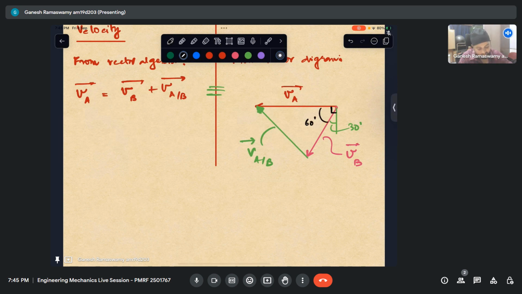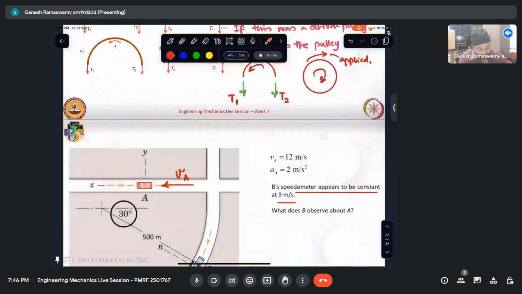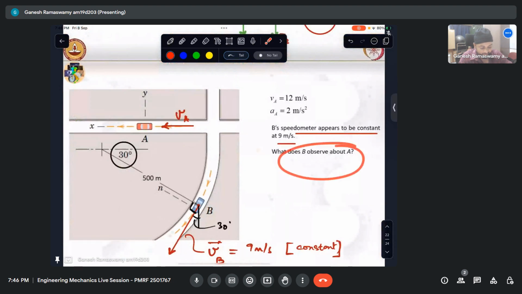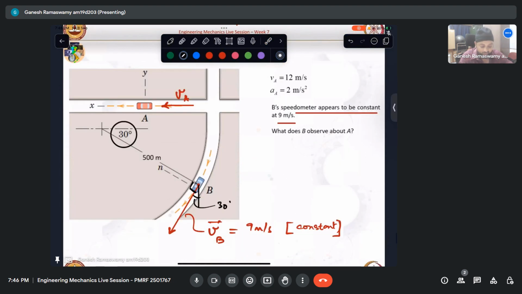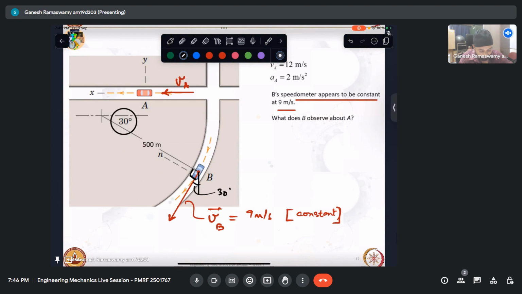So now what the question asks is, what does B observe about A? So what can B observe? Essentially, velocity of A with respect to B and acceleration of A with respect to B. Both these quantities are asked.